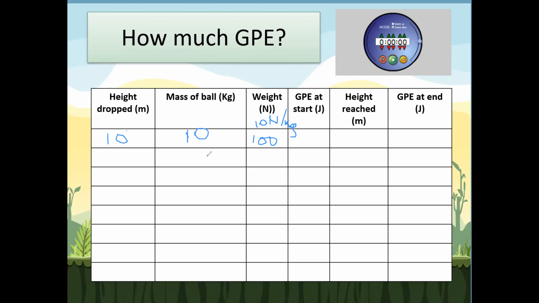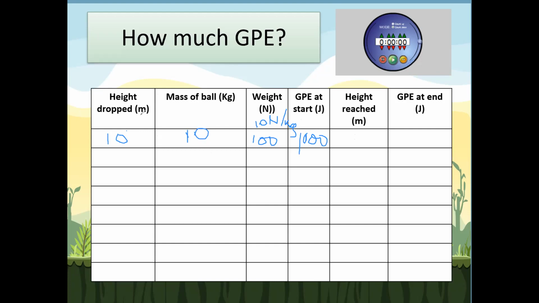So the GPE is the height times the mass times the gravity. Okay, so 10 times 10 times 10 is 1,000, or you can do the height times the weight. The height times the weight is 10 times 100, that gives you 1,000. Okay, now the drop height is this one.